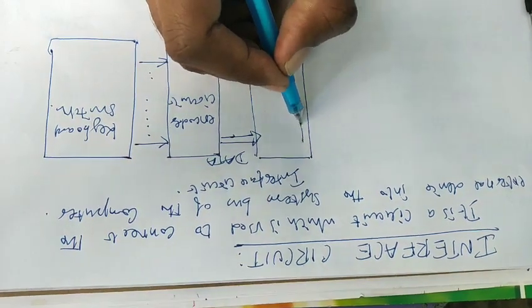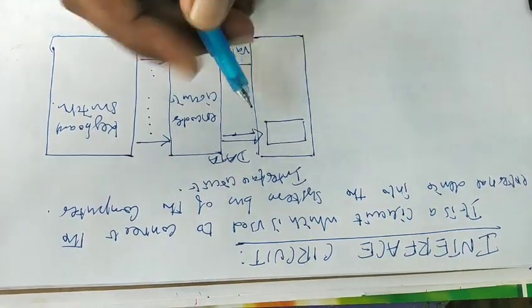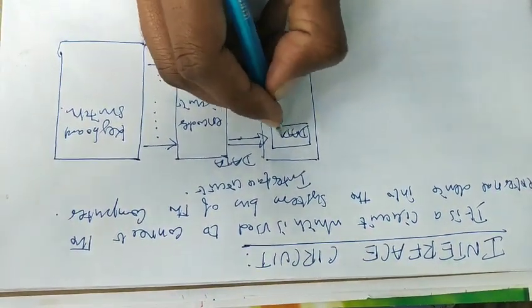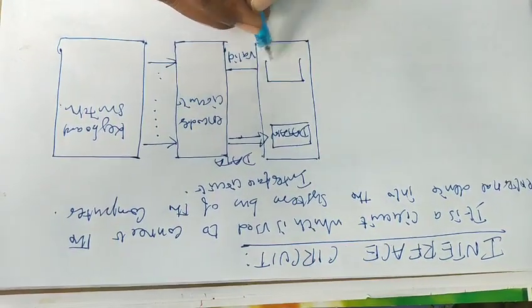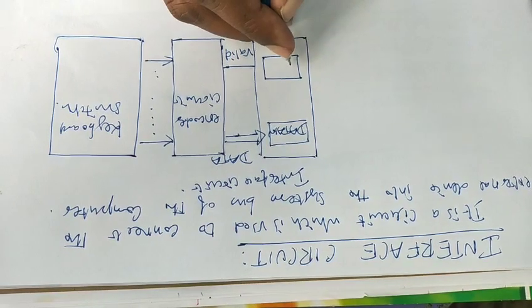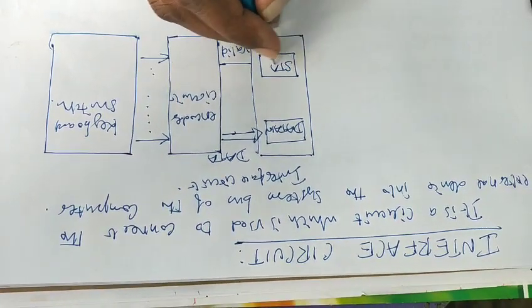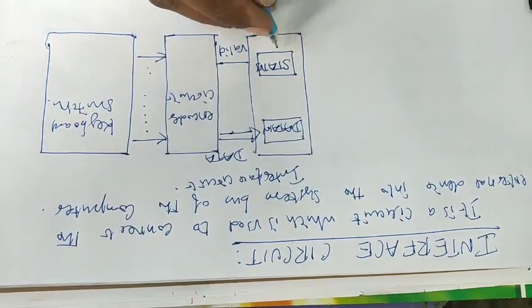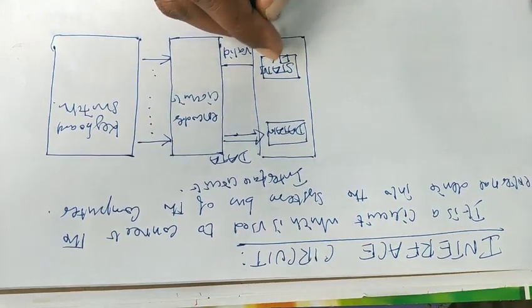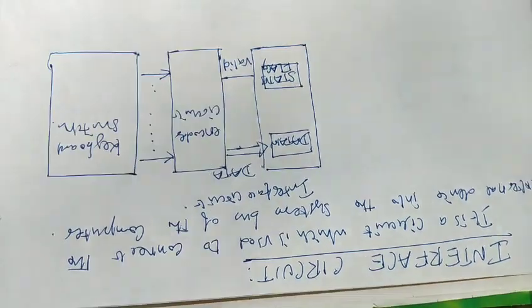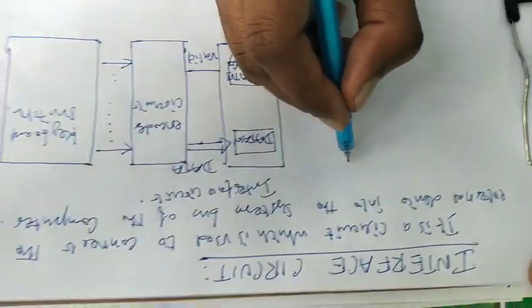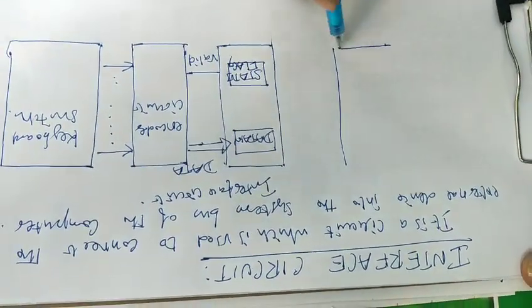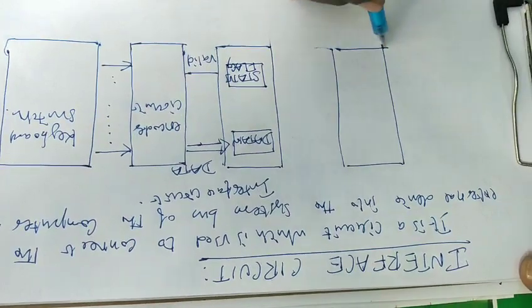The interface circuit has 2 components. One is a data in buffer, it is a buffer, and another component is the status flag. It is a single bit indicator. If it is 0, it has one meaning; if it is 1, it has another meaning. And also here we are having our processor.